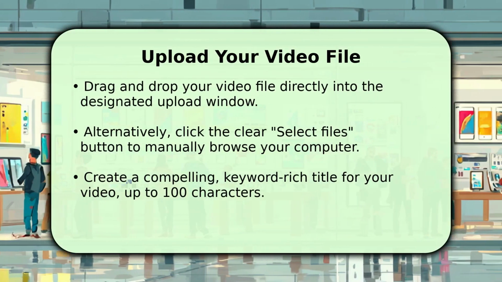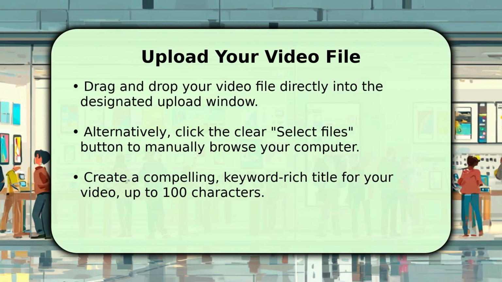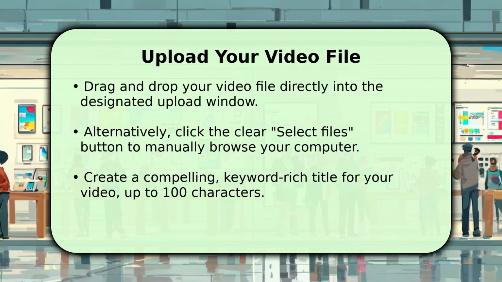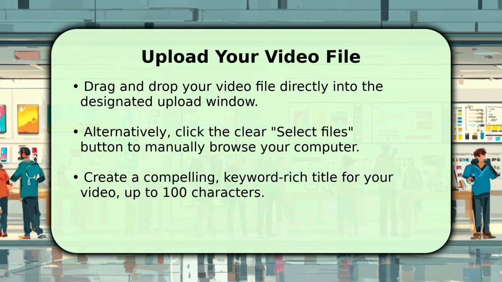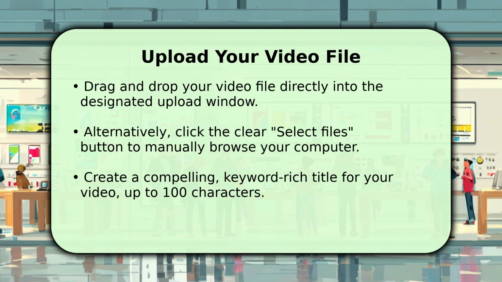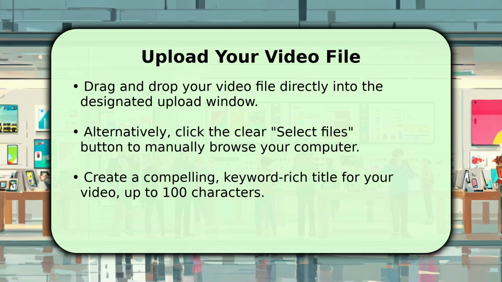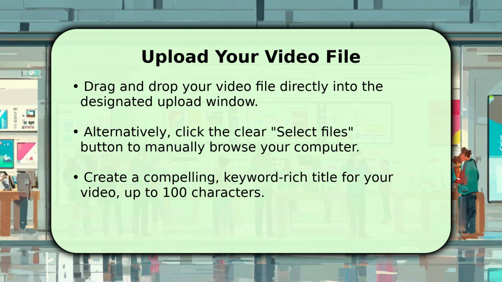Once the upload window is open, you have two primary options for adding your video file. You can simply drag and drop your video directly from your computer into the designated upload area. Alternatively, click the Clear Select Files button to manually browse and choose your video.